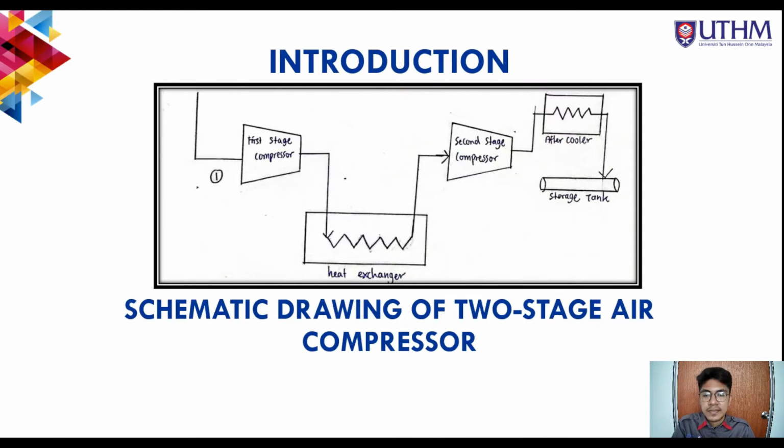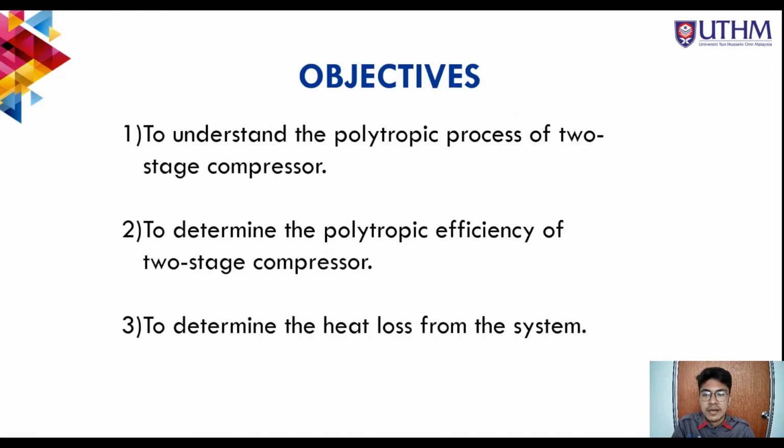So this is the schematic drawing of the two-stage air compressor. And for the objectives of the experiment, the first objective is to understand the polytropic process of the two-stage air compressor. The second is to determine the polytropic efficiency of the two-stage compressor. And lastly, to determine the heat loss from the system.